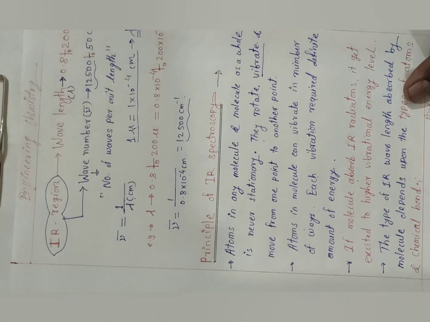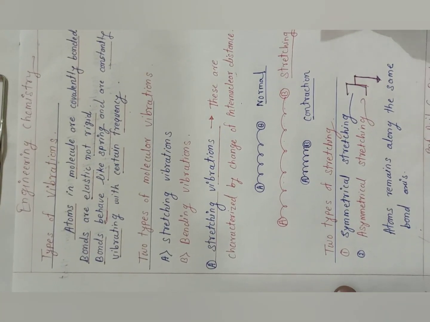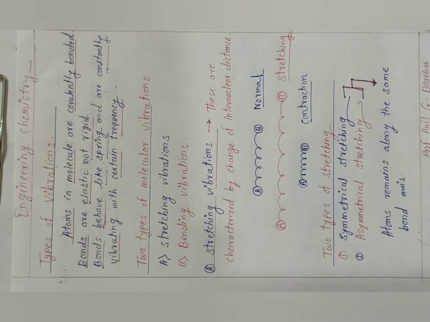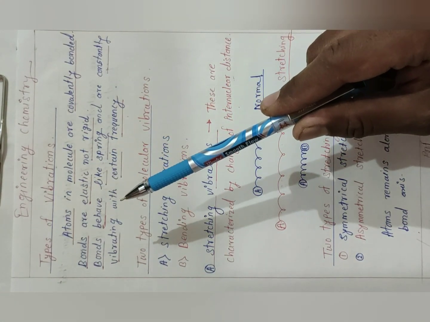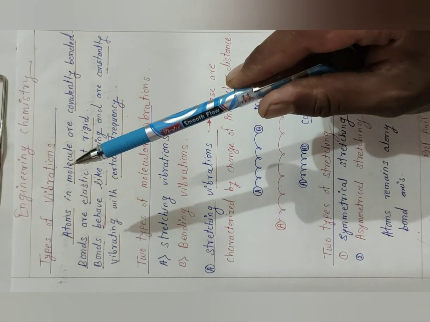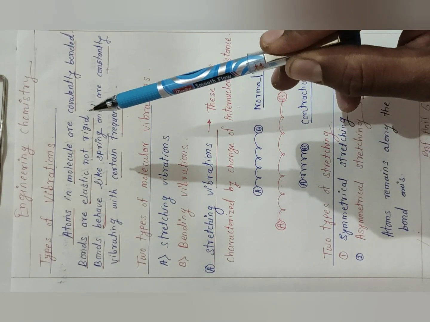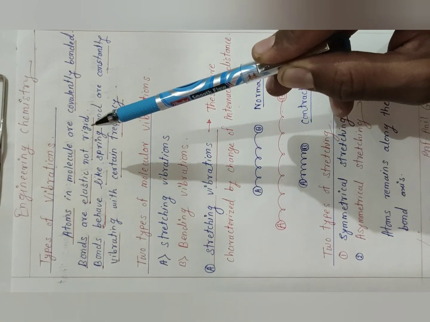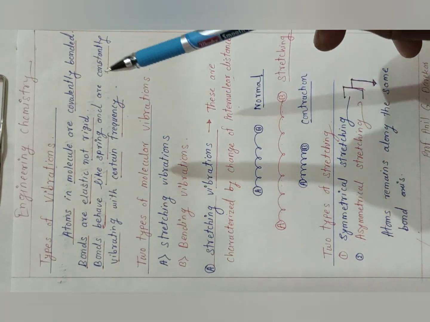Now we are going to see the types of vibrations taking place in the molecule. As I said, the time when a molecule absorbs radiation, vibration takes place too. Now we will see the types of vibration. Atoms in a molecule are covalently bonded to one another. Here bonds are elastic, not rigid. Means all covalent bonds are elastic, like a spring, and they are constantly vibrating with a certain frequency.